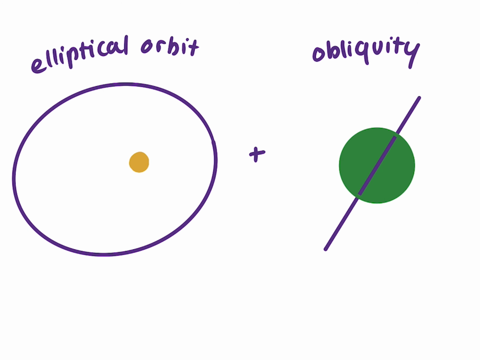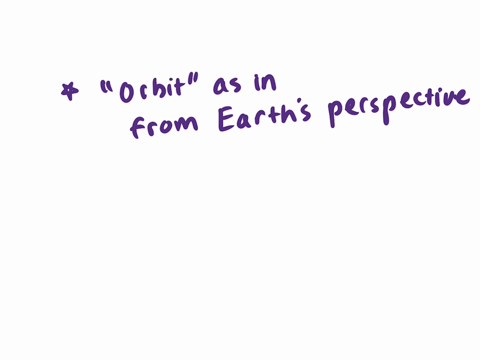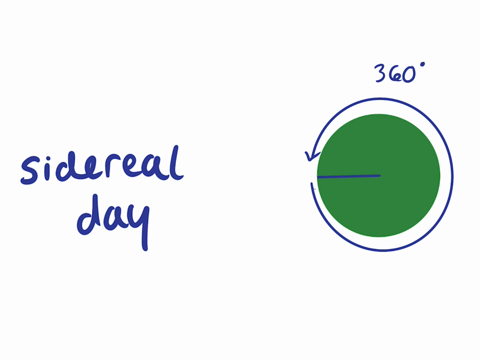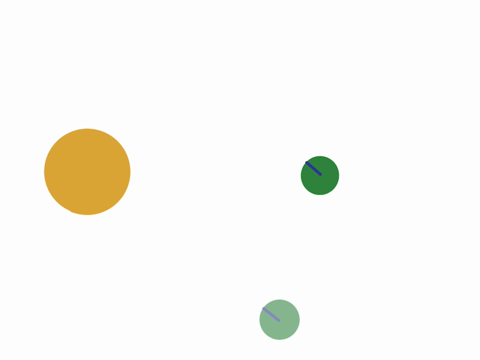Because of a combination of Earth's elliptical orbit and its obliquity, or tilt, the sun does not appear to orbit Earth at a constant rate. And so we get the equation of time. So a sidereal day is when Earth makes a 360-degree rotation. And is this not a day, you ask? Well, it's actually not, because by the time it finishes its 360-degree rotation, it's orbited a little bit, so it has to rotate a little bit more in order to face the sun again.